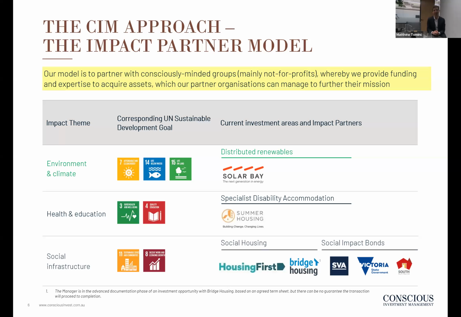We call them our impact partners, and they're real partners of ours. They're typically not-for-profit groups with deep lived experience in a particular area. They help us source investment opportunities, do due diligence on the investment opportunities because they understand the sectors and beneficiaries, and then manage assets once we make an investment.